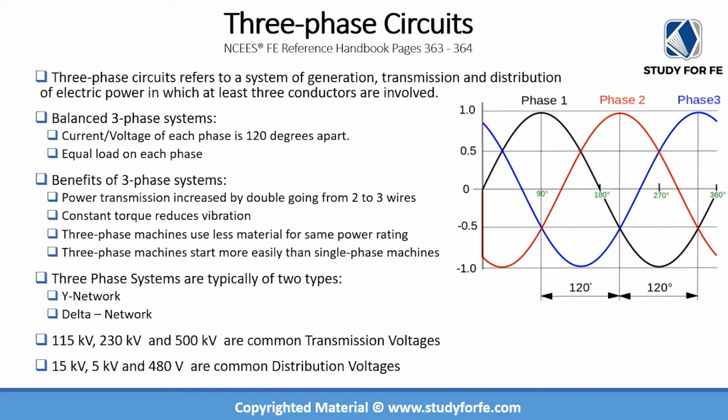So within the three-phase systems, we have two types of arrangements. The first one is a Y network, and the second one is delta network. We will explore each one of them in detail.